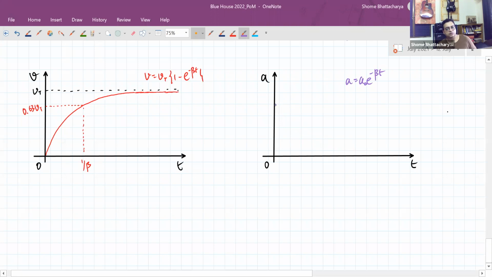So it's an asymptote, but it approaches that asymptotic condition rather fast because it's an exponential function, compared to something else like a hyperbolic function or trigonometric asymptotes. This is very rapidly decaying. So in that same amount of time, 1 by beta, the acceleration has become about 1/3 of the initial acceleration, 37%.